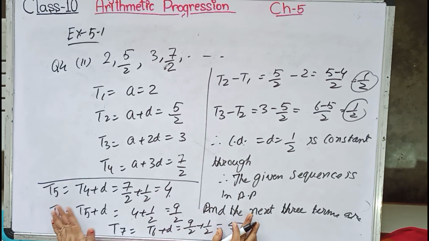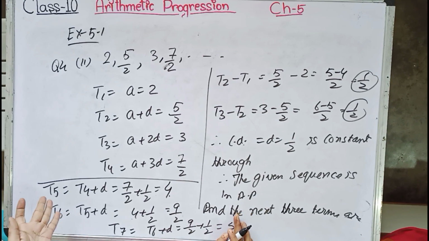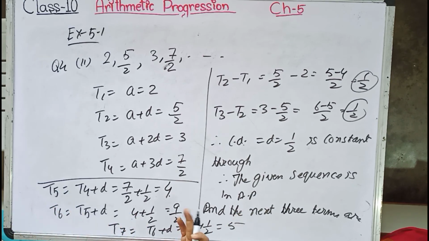So you can write this, or you can write T5 equals A plus 4D, and then put the values of A and D. Either way you do, first understand the concept, what is an AP, and hence you proceed.